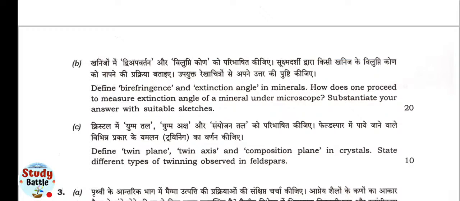And also about the extinction angle, meaning how the minerals get extinct when we rotate the stage of the microscope. When we rotate a mineral 360 degrees, at every 90 degrees the mineral gets extinct. So that process has to be discussed here. How does one proceed to measure the extinction angle of a mineral under the microscope? Substantiate your answer with suitable sketches as well. You can draw sketches of the rotating stage of the microscope.